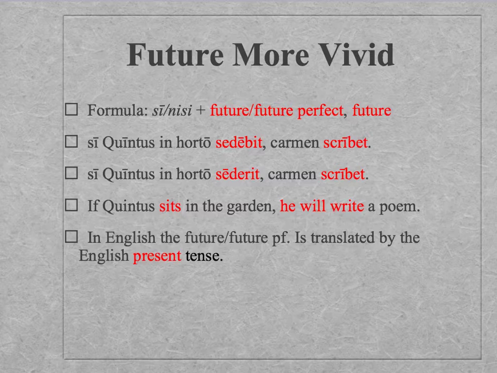Another set of conditions is the future conditions, of which the first is called future more vivid. In a future more vivid condition, look for a protasis, remember, the first clause that begins with si or nisi, plus a future or future perfect, and an apodosis with a plain old future verb.